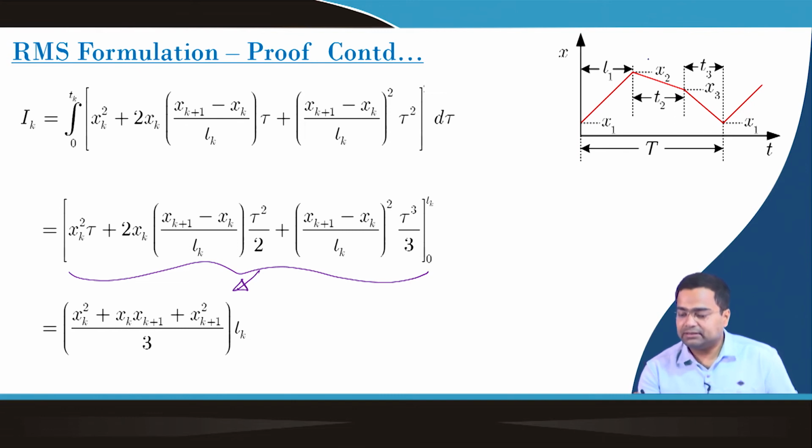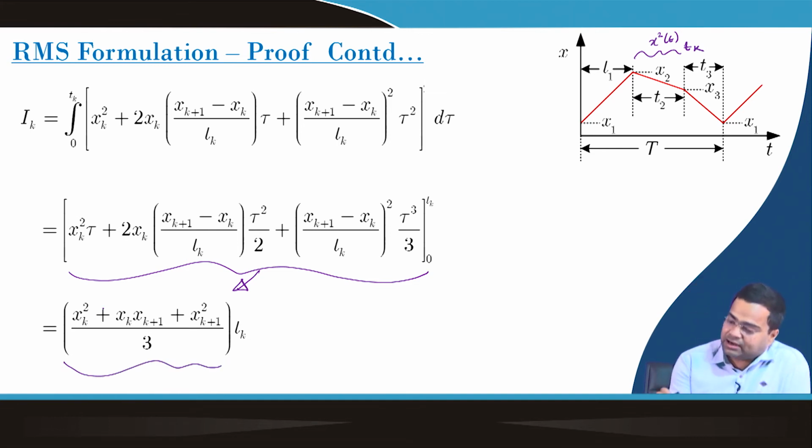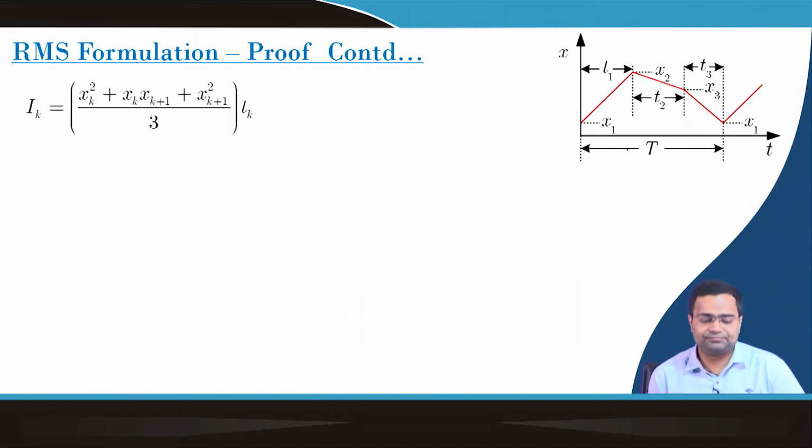So if we take this x square(t) during this t_k interval, we will get this value, and this is nothing but (x_k square plus x_k into x_{k+1} plus x_{k+1} square) by 3 into t_k, that is the duration of the interval. And this we can compute for this interval also. So I can calculate I3, I can calculate I2, this is my I1. So this integral I can compute for different regions.